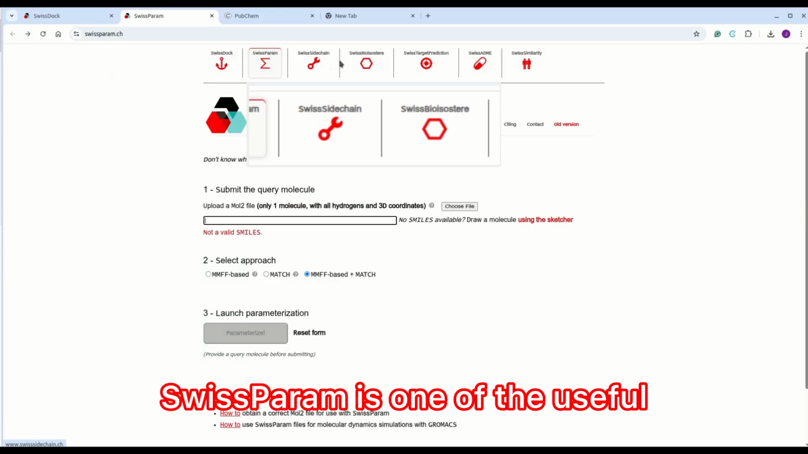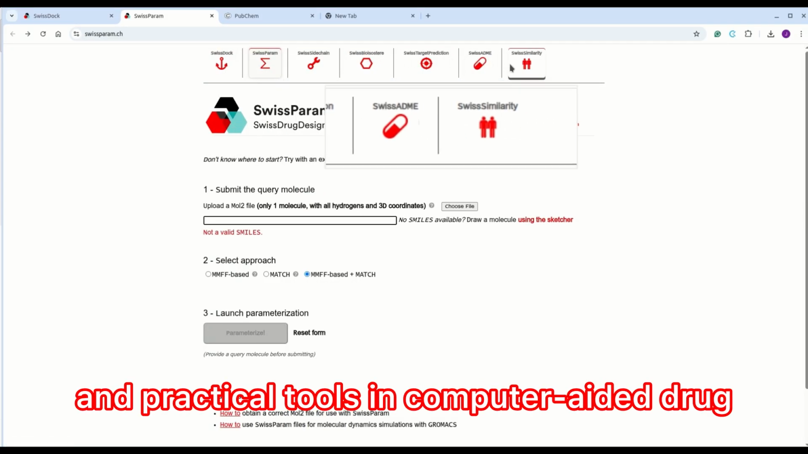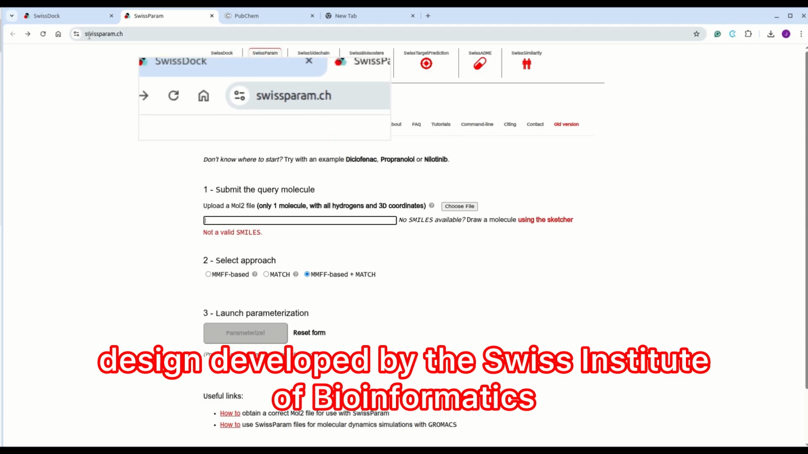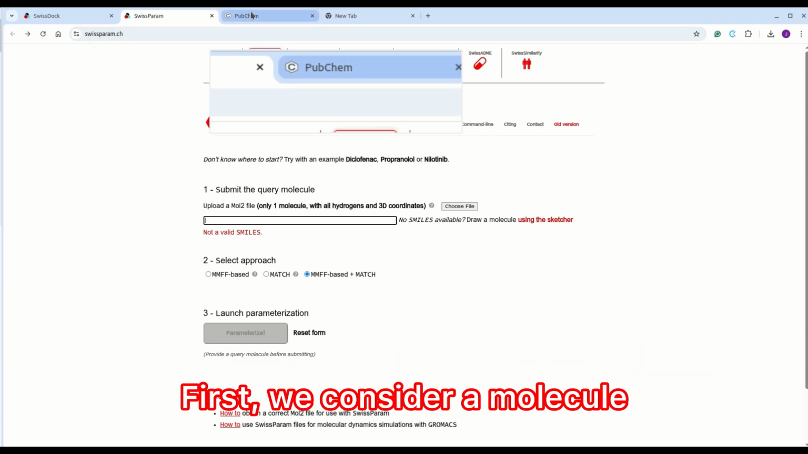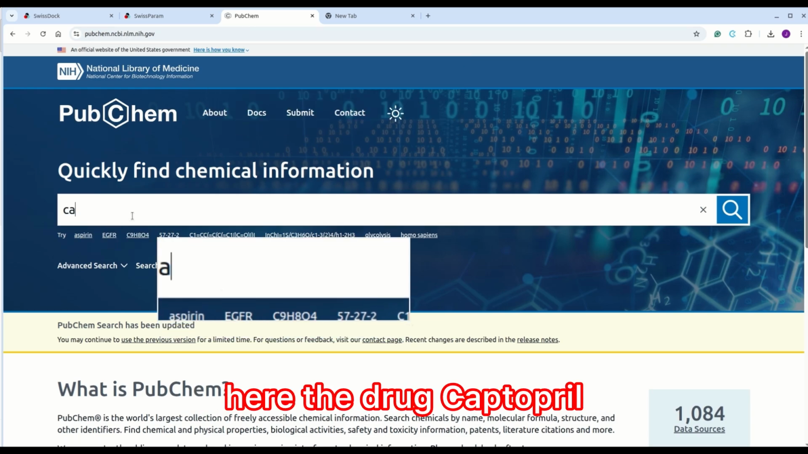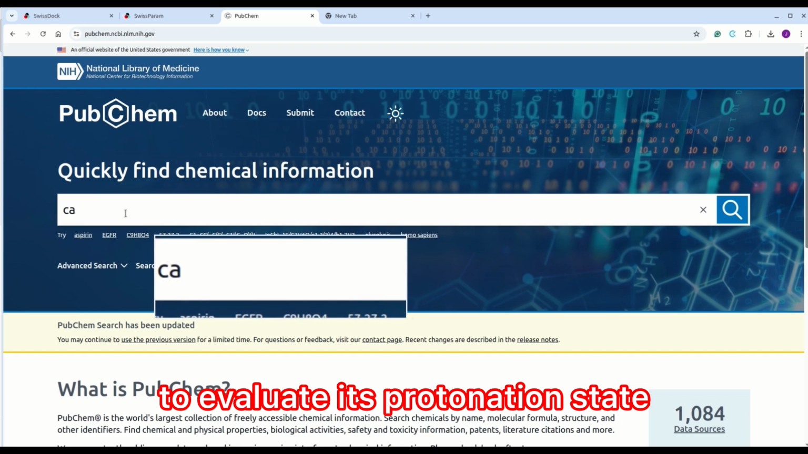SwissParam is one of the useful and practical tools in computer-aided drug design developed by the Swiss Institute of Bioinformatics. First, we consider a molecule, here, the drug Captopril, to evaluate its protonation state.